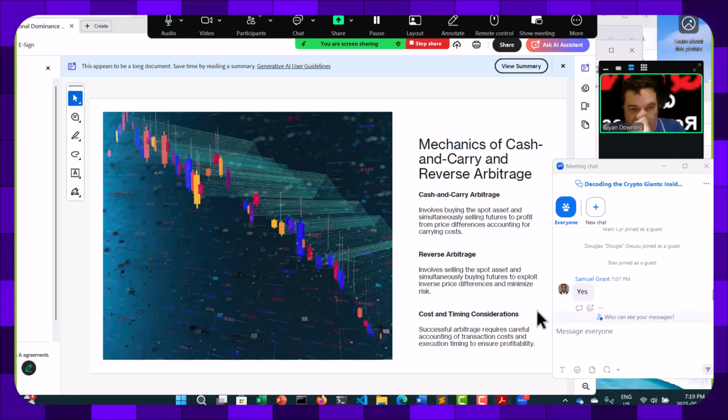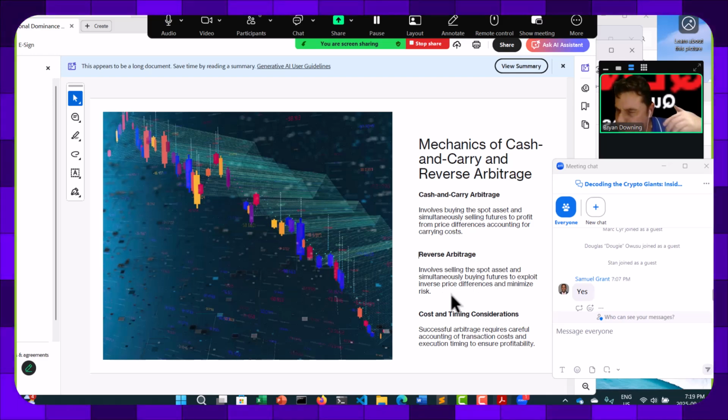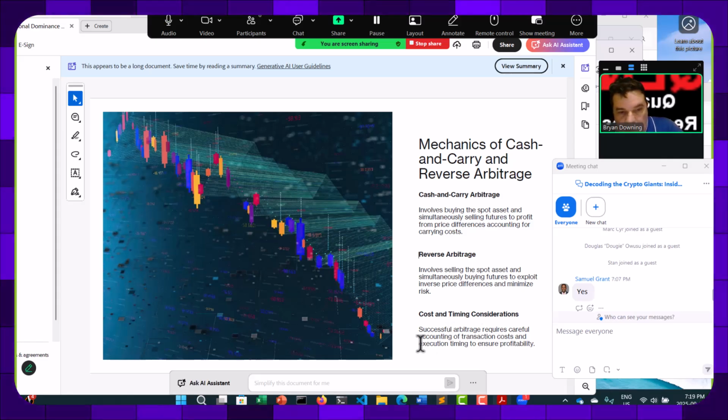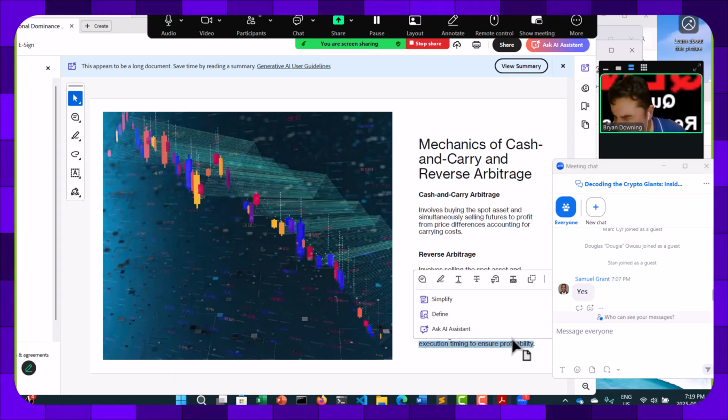Also, there's going to be what they call reversing arbitrage. This one I couldn't quite understand, but they'll sell the spot asset and simultaneously buy a future and exploit this reverse pricing difference and minimize their risks. Sort of like hedging in a way. And then the other thing is they obviously have to factor in cost and timing considerations because on their accounting side, they have to do it in a way where it's always profitable.